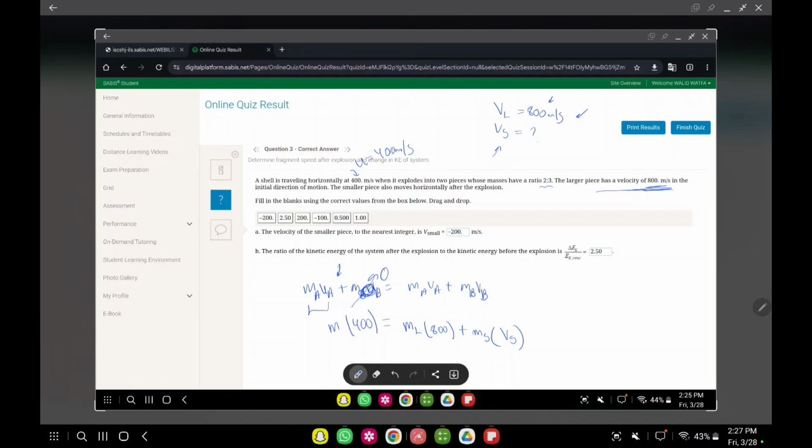Okay, what do we need to do? We have this, but we have many unknowns, especially the masses. Okay, we need to model the masses. What do we have given about the masses? They said that the masses have a ratio of 2 to 3.